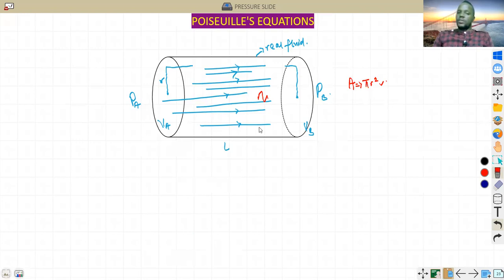The volume of flow per second, with respect to time, is given according to Poiseuille's equation as follows. You can keep this formula at the back of your mind, which is very important because it was derived experimentally. Poiseuille's equation gave us the formula directly: pi r to the power of 4 divided by 8 eta L, multiplied by the change in pressure, which can be PA minus PB, or if it's flowing from here to here, PB minus PA.